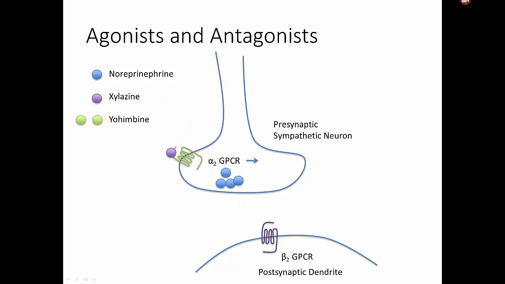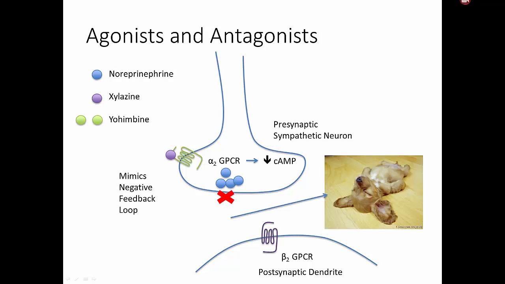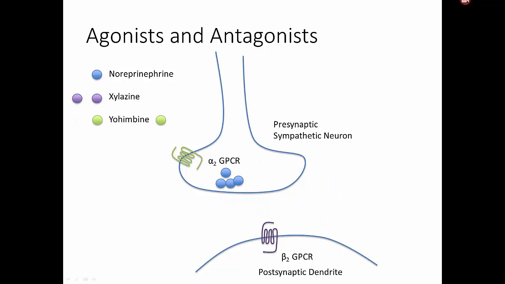Now let's look at what happens when you give a dog xylazine. Xylazine acts like norepinephrine and is therefore an agonist for the alpha-2 receptor. Xylazine binds, resulting in a decreased concentration of cyclic AMP in the presynaptic neuron, regardless of signals from the presynaptic neuron, which in turn prevents the release of norepinephrine, resulting in no signal reaching the postsynaptic neuron, and your dog becomes sedate. But now you want your dog to wake up from sedation. You want him up and walking out of the vet's office.